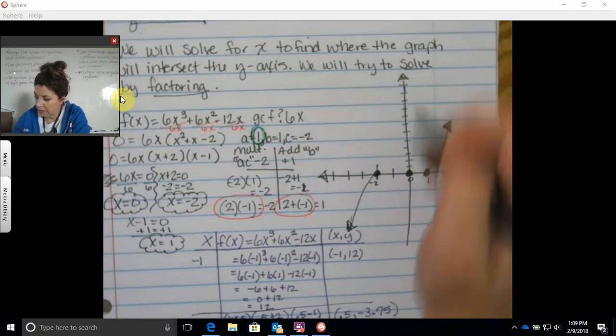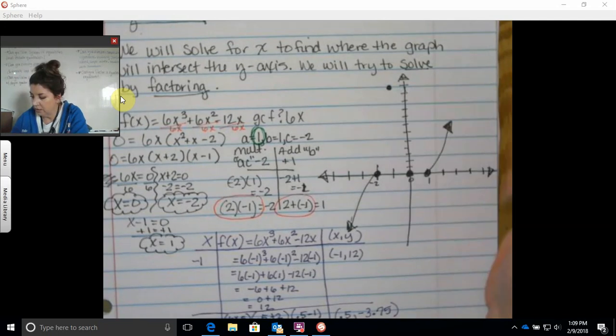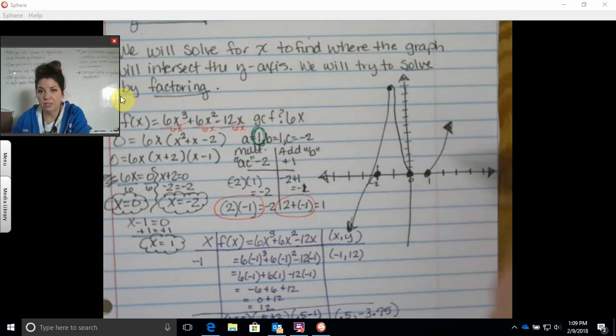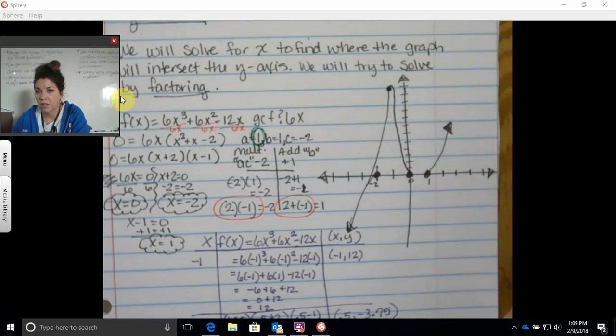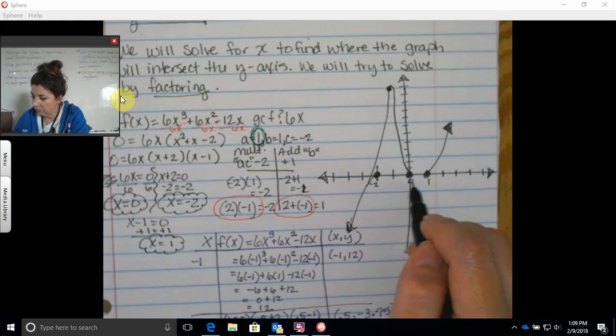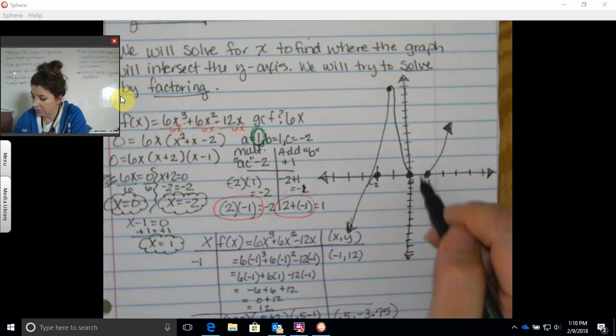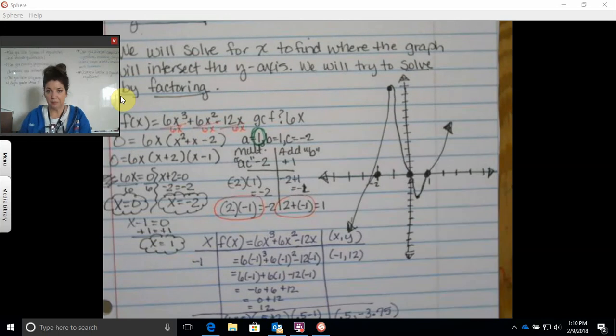So when x is negative 1, y is positive 12. So I'll just connect those points and bring it back down to the next 0. The next ordered pair I found was between 0 and 1. So negative 1, negative 2, negative 3, approximately, and just connect those points. Coolio?